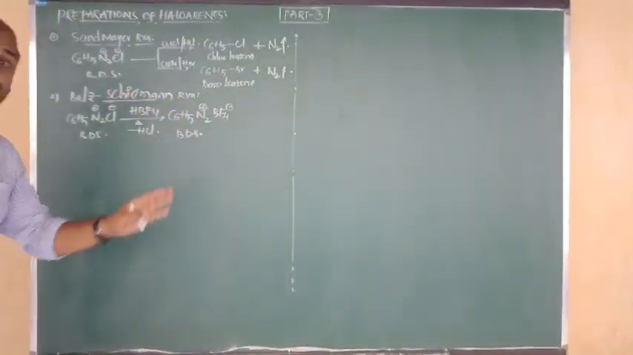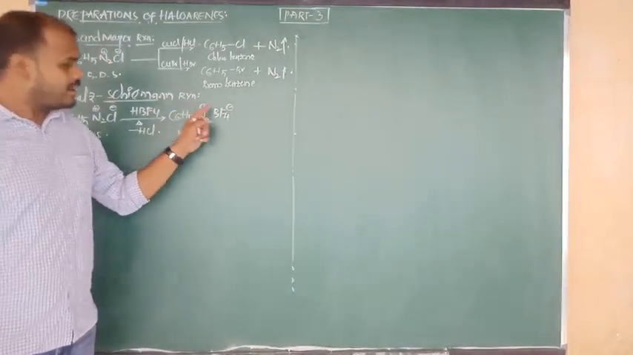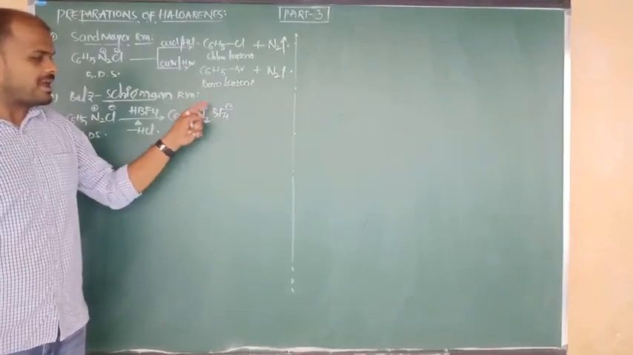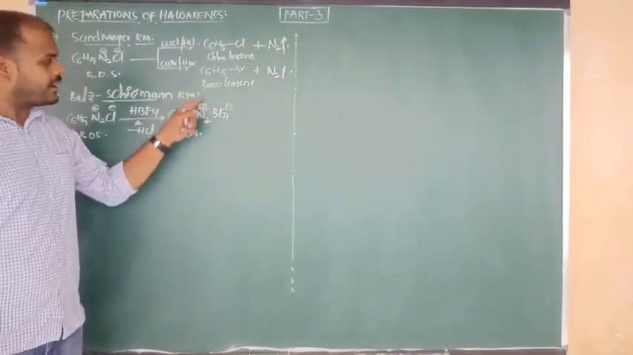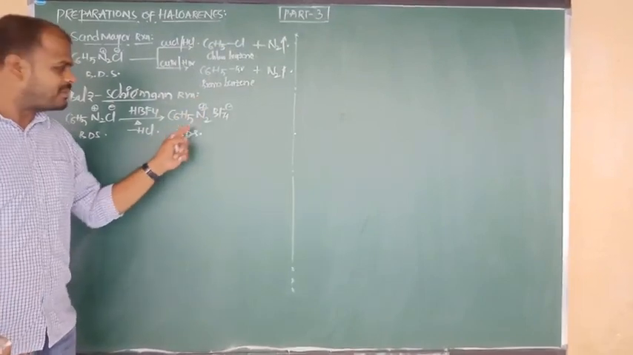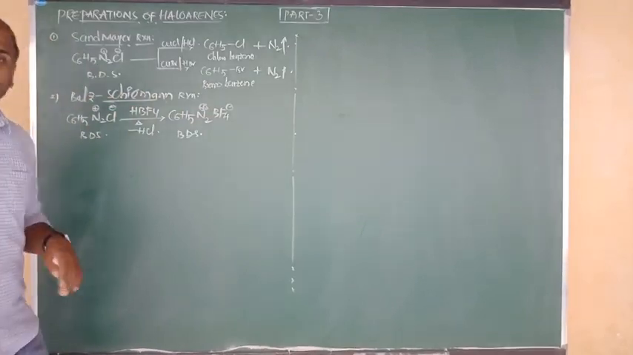So again, this is also known as BDS. We also call it BDS, because it is benzene diazonium tetrafluoroborate, with plus and minus within the compound. So we have to say salt. N2+ means diazonium, benzene diazonium. This too we call benzene diazonium salt.